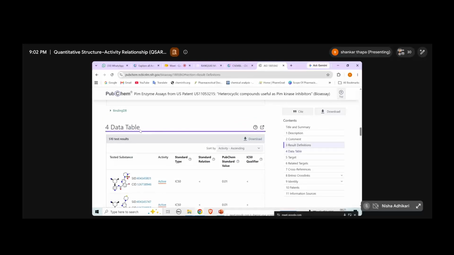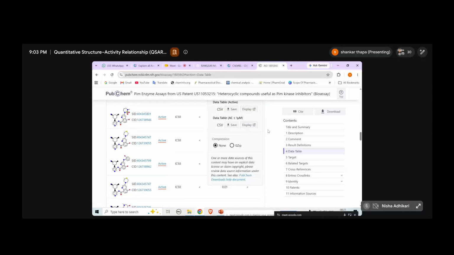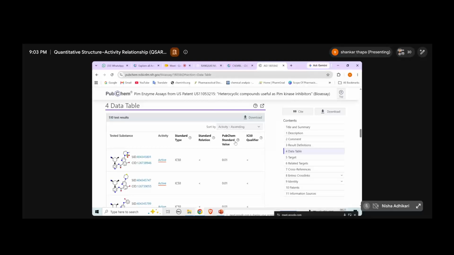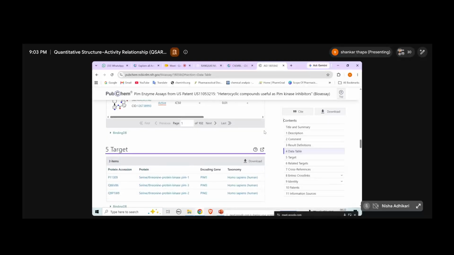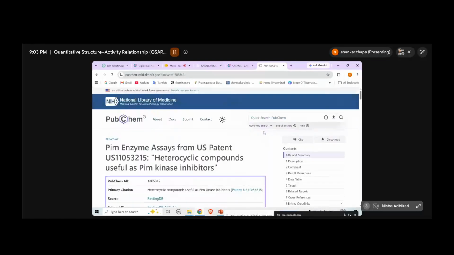So here you go to the data tables. Okay, so after that, all the things you can download here. Here they have given the IC50 value, the PubChem standard value, right? Along with the structure, so here the download options are there. You can choose the CSV file format, data table actives, all CSV, in zip format. So anything you can download. And for structure, you can download one by one. So this is another way to extract the data. Okay, so yeah, PubChem also you can use.